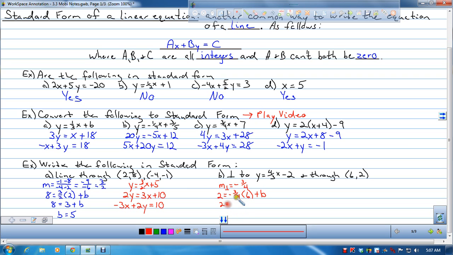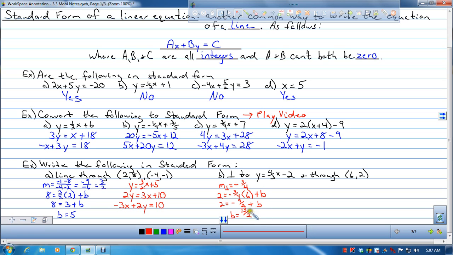So 2 equals negative 3/4 times 6, which simplifies to negative 4.5, or negative 9 over 2. Remember, just because I have a fraction, it's no big deal. This is just negative 4.5. I add that over, and I should get b is equal to 6.5, or if I'm a fraction person, that would be 13 over 2. You can write that as 6.5 or 13 over 2. I don't mind.